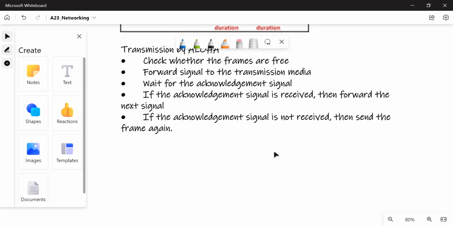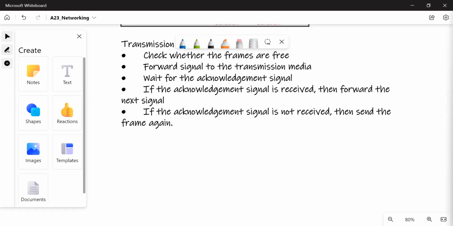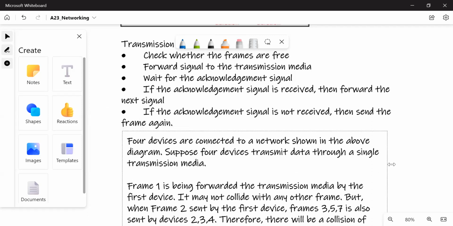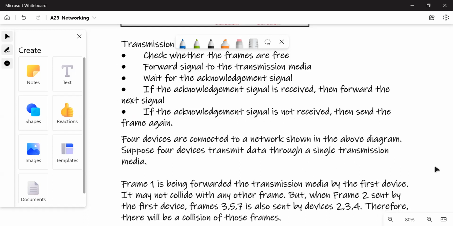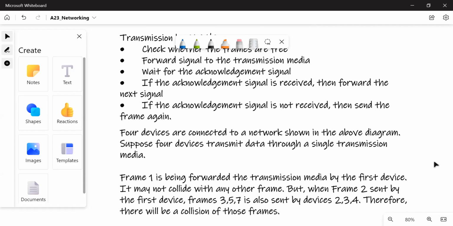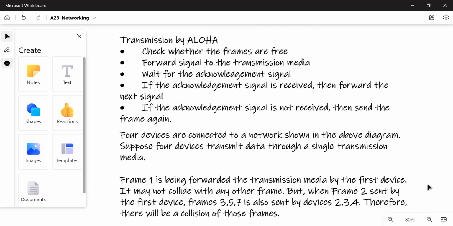Right. Now, in our diagram, we discuss 4 devices in the network, and under the 4 devices, we discuss how the transmission happens, right? And then we are using a single transmission medium. So if this is the case, then we have sent from the first device. When you send the first frame, no collision, but with the second frame, there are several collisions. Okay, let's take down this.